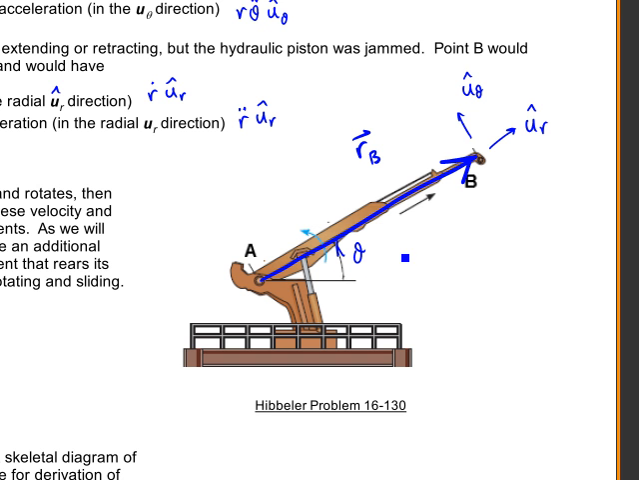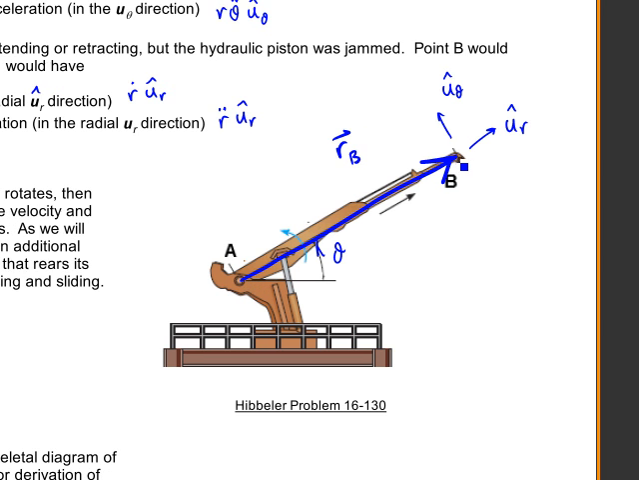Radial transverse coordinates, polar coordinates. We have a position vector going from some observation point or some reference point, in this case it's A. And here the position vector, RB, locates point B. Now, RB vector is going to change its length and it's going to rotate.